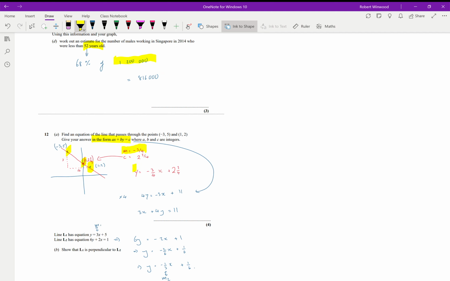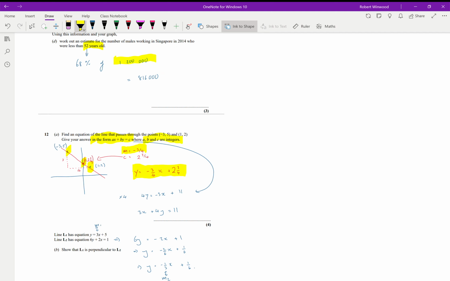So the equation of this line would be y is -3/4 x plus 2 3/4. But the question has asked you to write it this way. So getting this far is going to get you 2 or 3 marks out of the 4. But to write it in that particular way, all the numbers in the equation need to be integers.